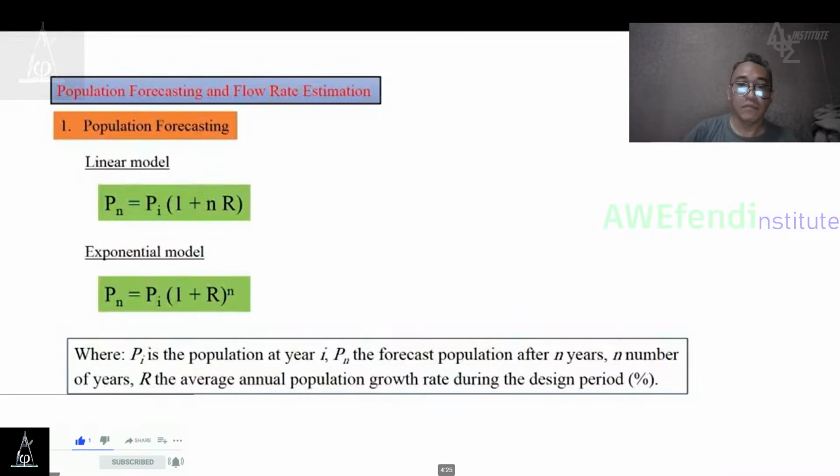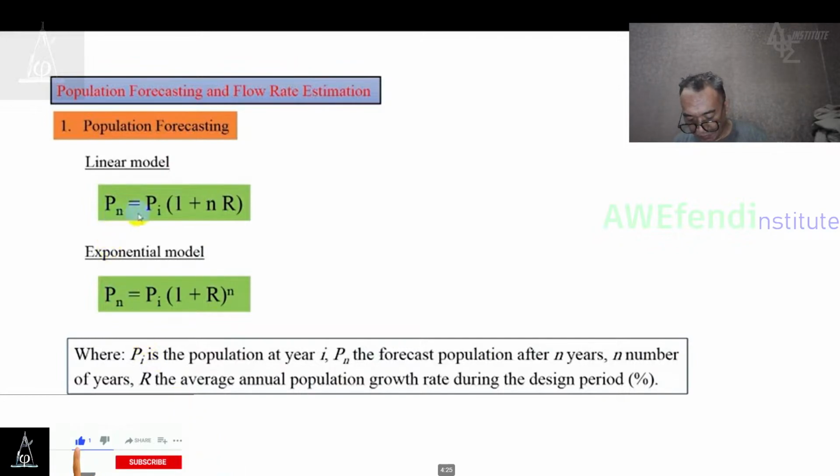Population forecasting and flow rate estimation. 1. Population forecasting. Population forecasting means calculation of the future population. To calculate the future population, we have two models, linear model and exponential model.